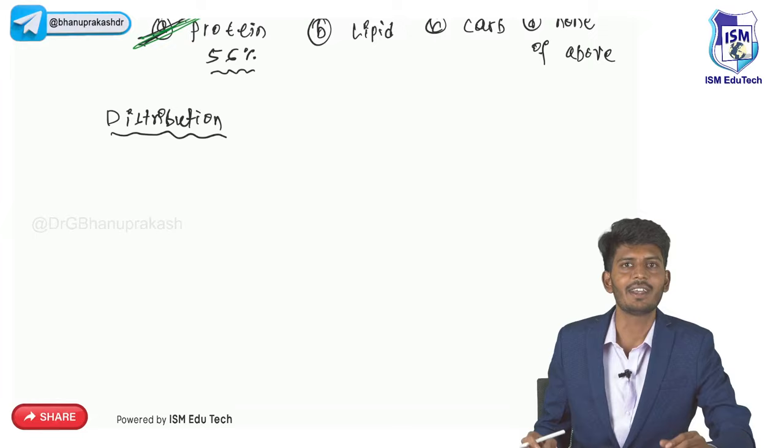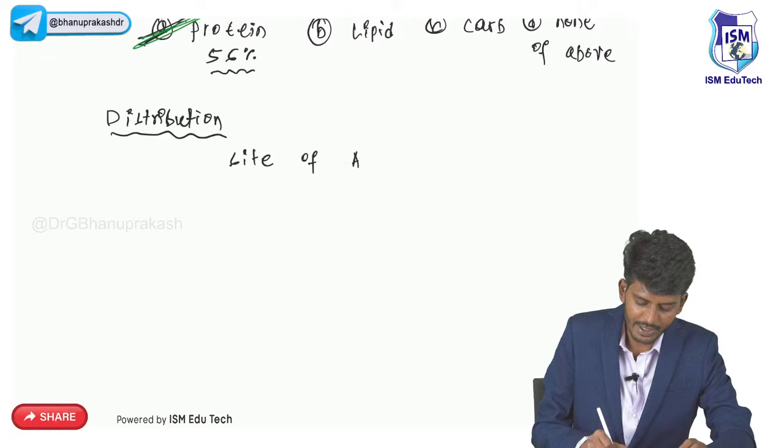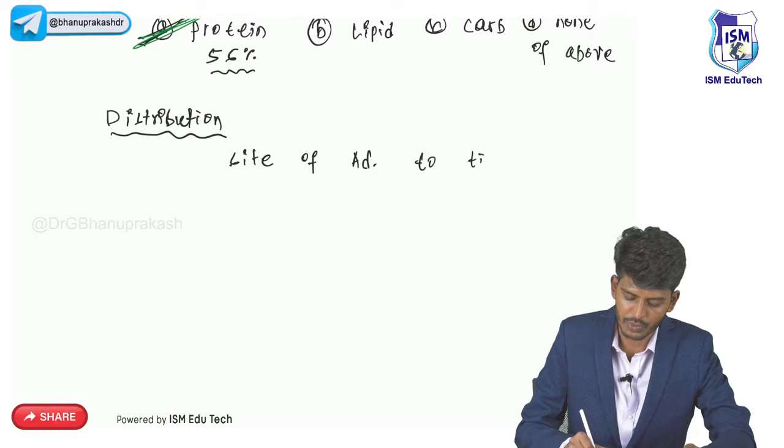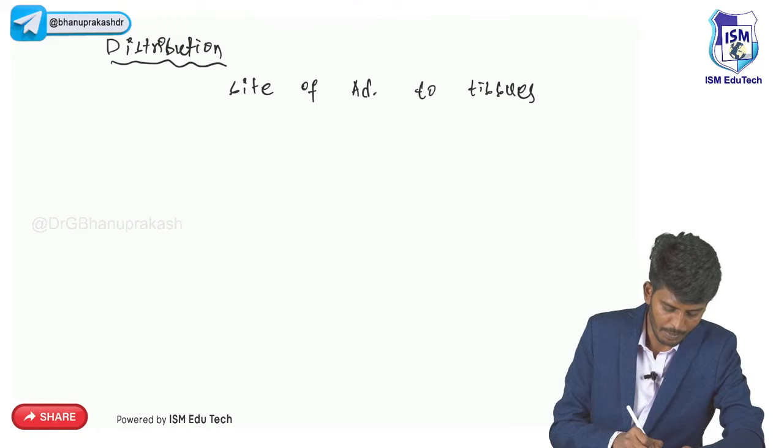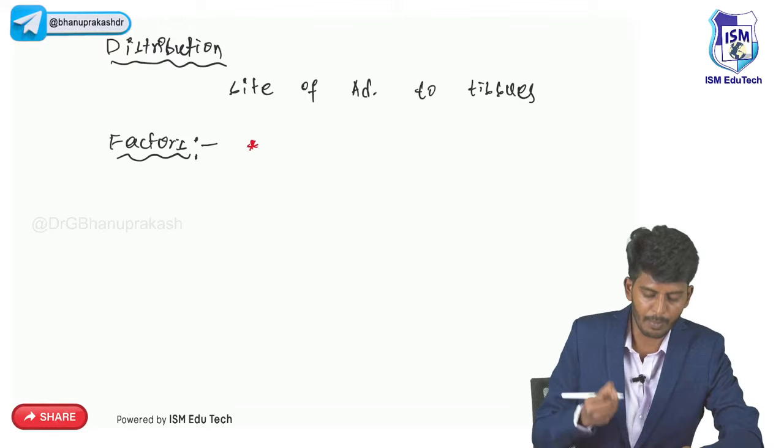So what happens here? The distribution of the drug goes from the site of administration to one of the most important locations, the tissues. If distribution has to occur, the factors are very important. Look here. What are those? The first and most important factor of distribution is the solubility of the drug.